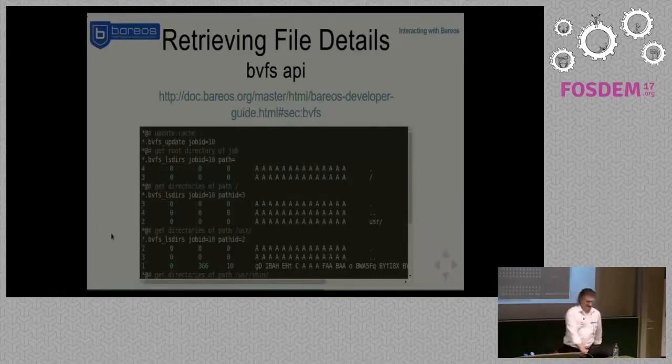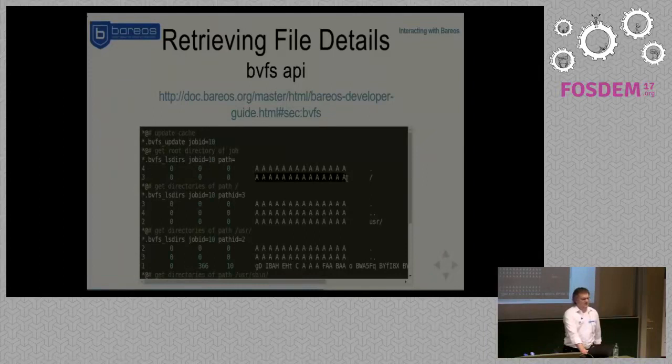You first have to update the cache for the job ID you care for, and then ask where this backup starts. So bvfs_lsdirs from this job ID with an empty path. You get the root directory in return. This root directory has path ID 3, and other values are set to 0. And AAA means this is also all 0, because what you see here is normally the serialized form of the stat field.